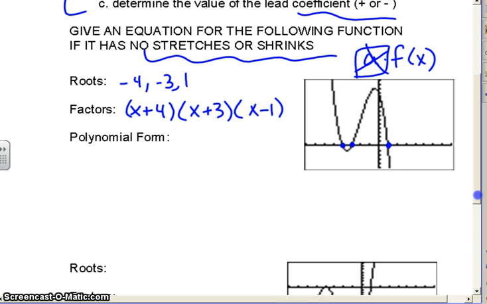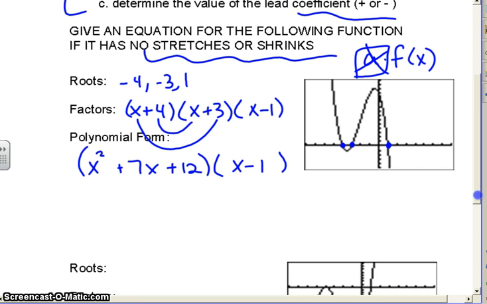So if we take x times x, we're going to get x squared, and then 4x plus 3x is 7x, and then 4 times 3 is 12. So let's take this quadratic now and multiply it times the last factor. I'm going to start by multiplying x squared by both of these numbers. x squared times x, and then x squared times -1. Now the 7x. 7x times x, and then 7x times -1, and then plus 12x minus 12.